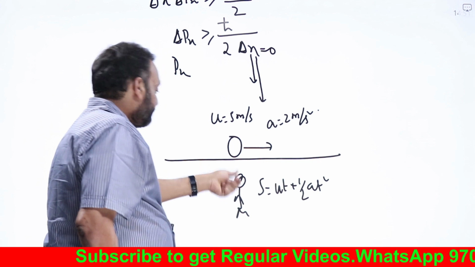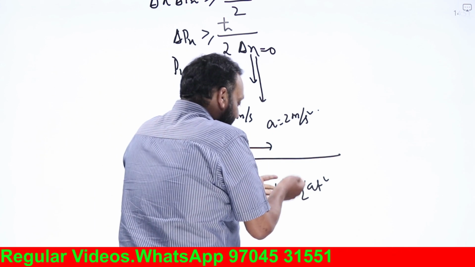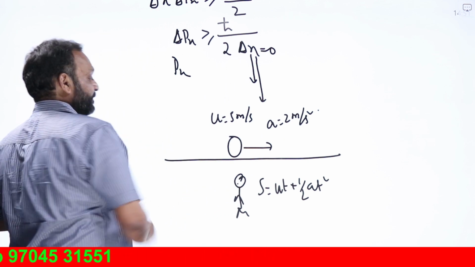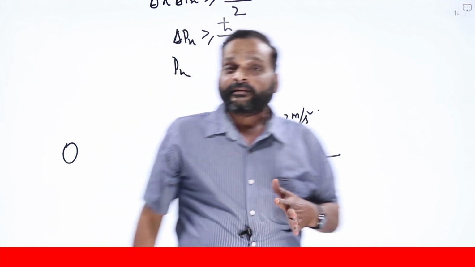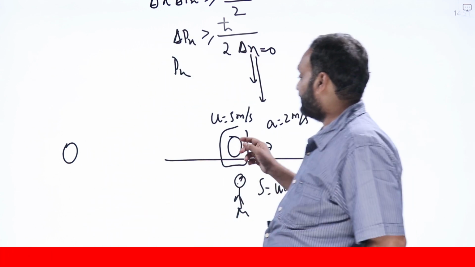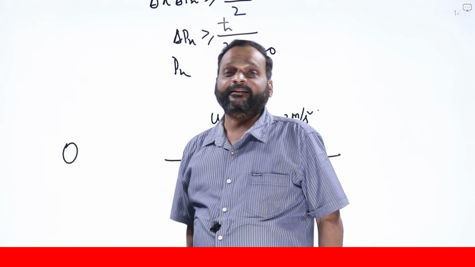Similarly, where was the car 10 minutes behind me? I'll simply substitute t equal to minus 10 minutes and see that the car was at this position 10 minutes before. What does that mean? If I know about the system perfectly now, I am able to predict the future of the particle. I am able to tell the past of the particle also.